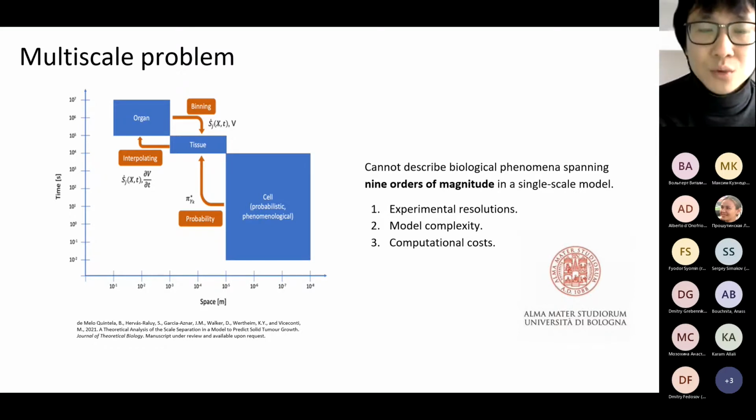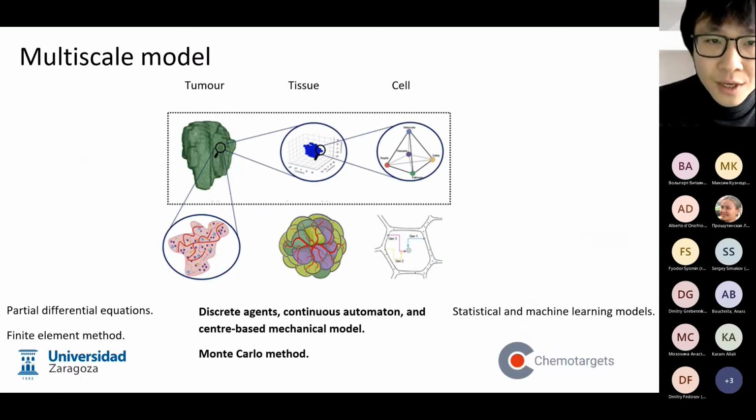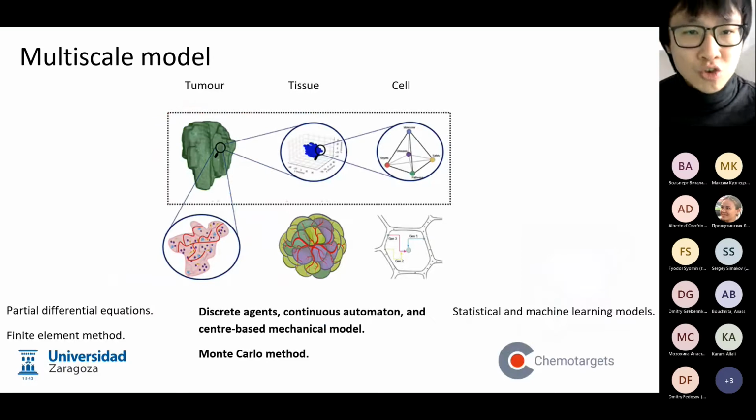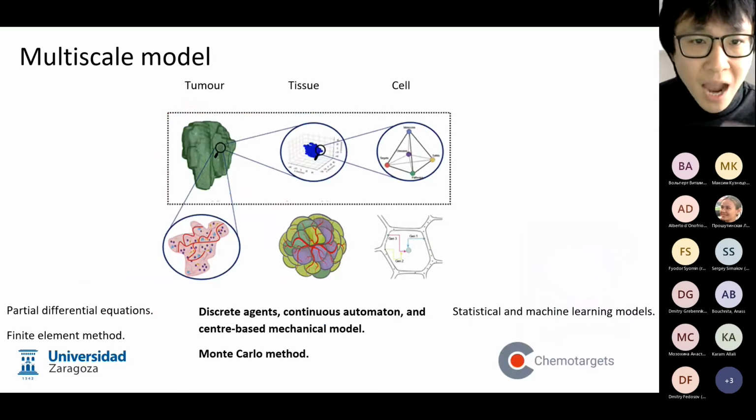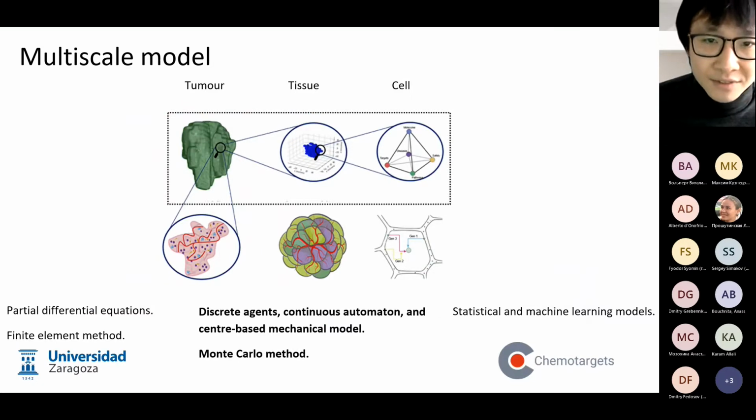As a result, we separated the scales. We picked the most critical parts of the scales about the biology. We've decided on the whole tumor scale and patches of the whole tumor, and that's a tissue scale. And within this tissue scale, we also look at each cell individually.